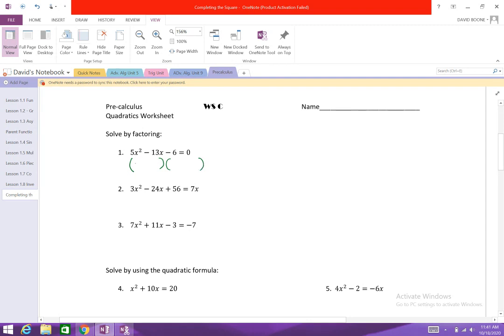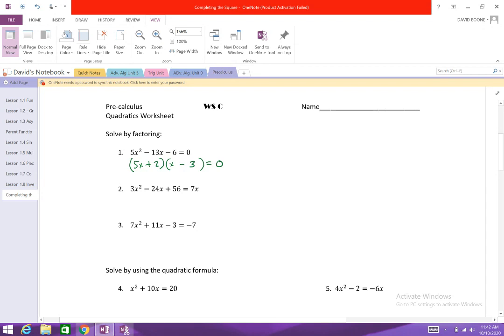Kind of breaking up that 5x squared, the only way we can do that is 5x and x. And then looking at combinations of that -6 to match up with these first parts to get me that -13. So I think we probably get -3 here, because that gives me -15, and then a +2 here, because 2 times -3 gives me the -6. And then the outsides give me -15, insides give me +2, so they give me the -13.